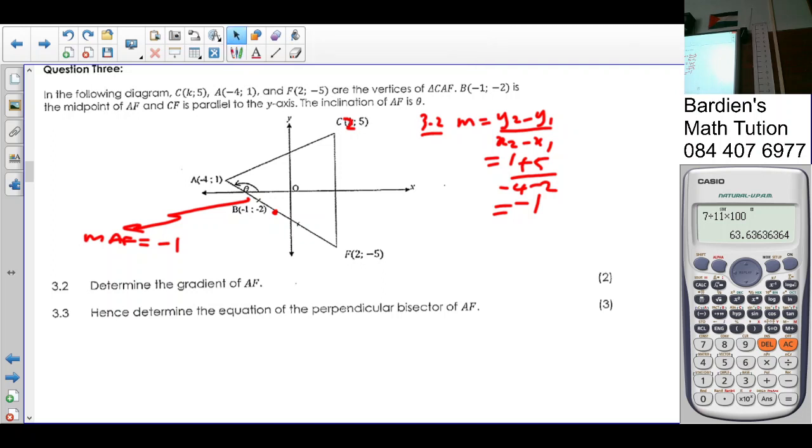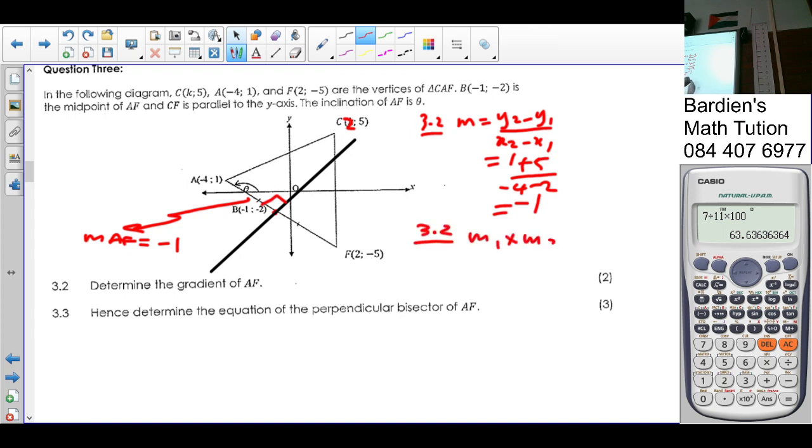So a perpendicular bisector is what? A line that is perpendicular to AF. But if it's a bisector, it's cutting it in half. You see that, people? Perpendicular bisector. So if it's perpendicular, what do we know? The gradient 1 times gradient 2 is equal to negative 1. Okay? So your gradient 1 is negative 1 times gradient 2 is equal to negative 1. Divide both sides by negative, so your second gradient is 1.